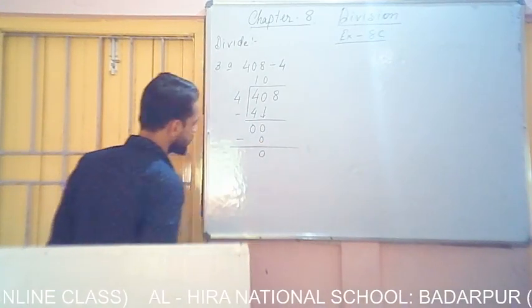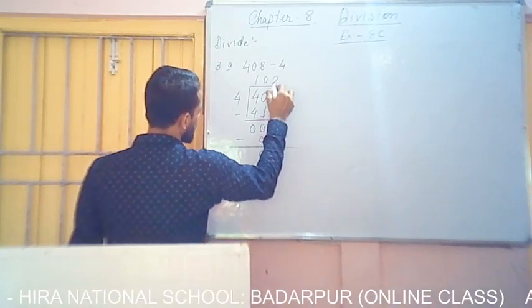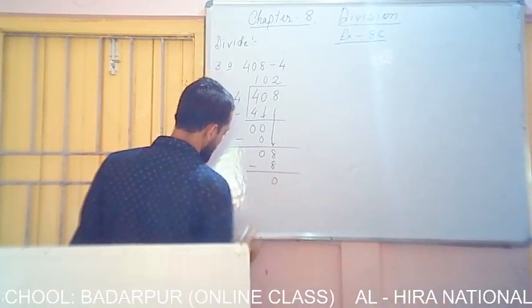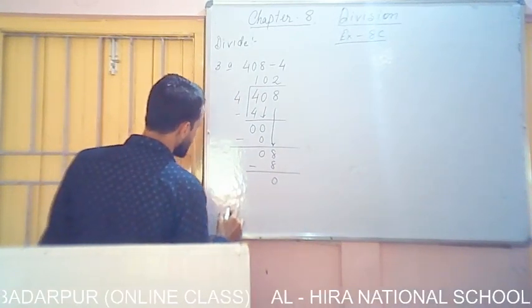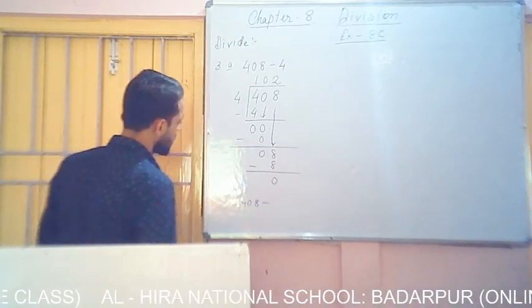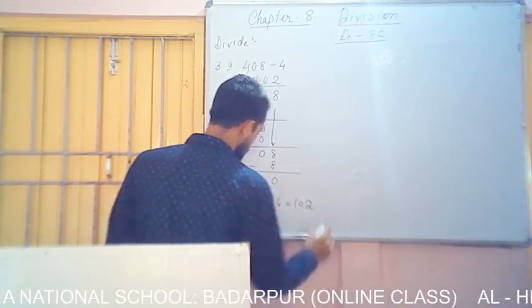0 minus 0 equals 0. So bring down 8 ones. So 4 2s are 8. So 8 minus 8 equals 0. We can write therefore 408 divided by 4 equals 102.